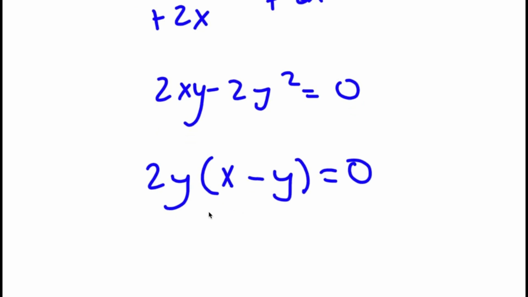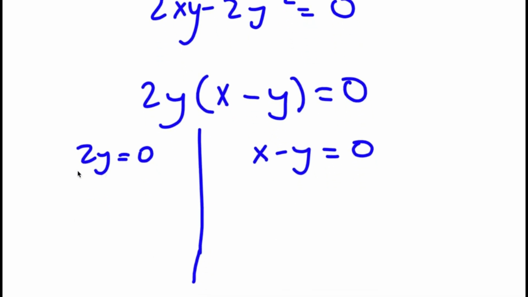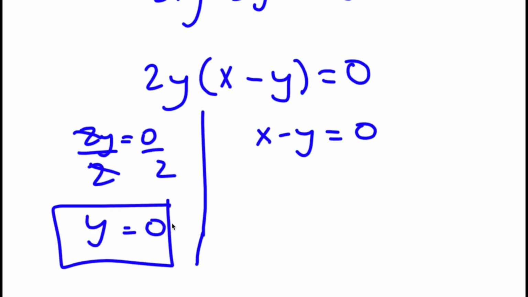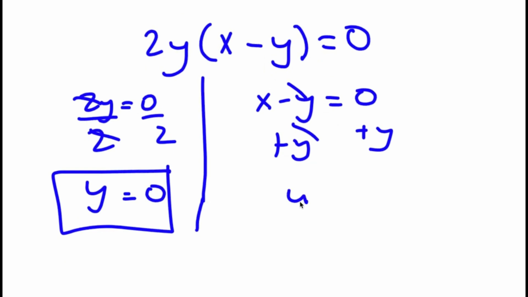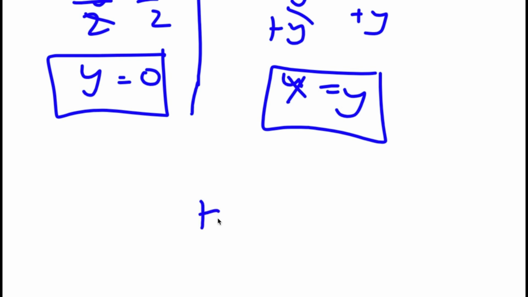So this gives me two equations now. I have 2y is equal to 0, and I have x minus y is equal to 0. For 2y equals 0, all I have to do is simply divide both sides by 2, left with y is equal to 0. And for x minus y equals 0, if I add y on both sides, I get that x is equal to y.